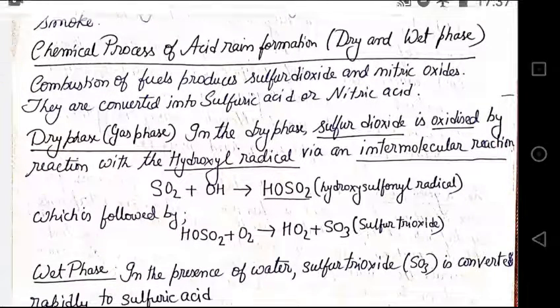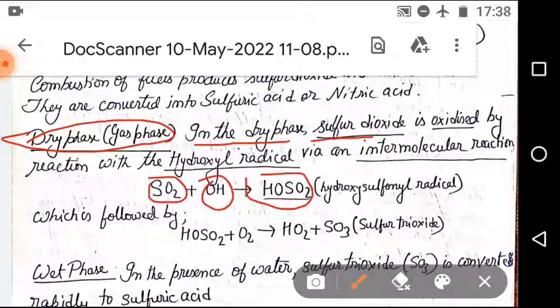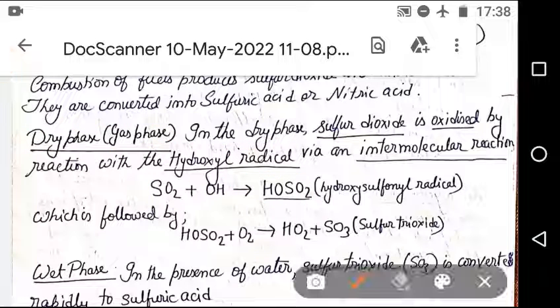Well, this is the dry phase, the gas phase. In the dry phase, sulfur dioxide, which is a type of oxides of sulfur, SO2, is oxidized by a reaction with the hydroxyl radical. With the help of the hydroxyl radical, the sulfur dioxide is oxidized via an intermolecular reaction, and they form a hydroxy sulfonyl radical.